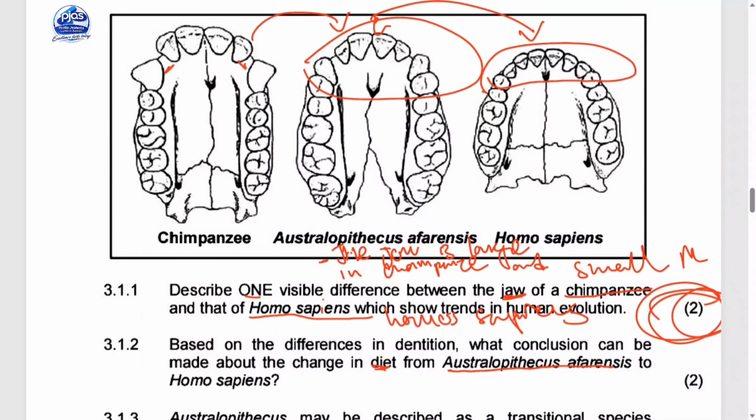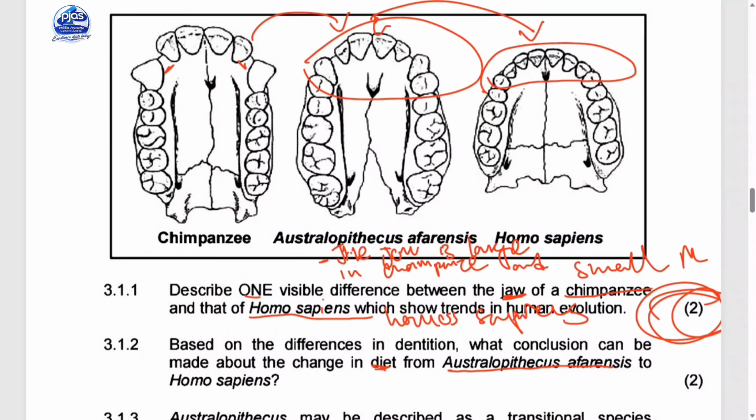When you compare it to Homo sapiens, because this is evolution, the changes of the biological species over time, it means that Australopithecus afarensis was eating raw food.